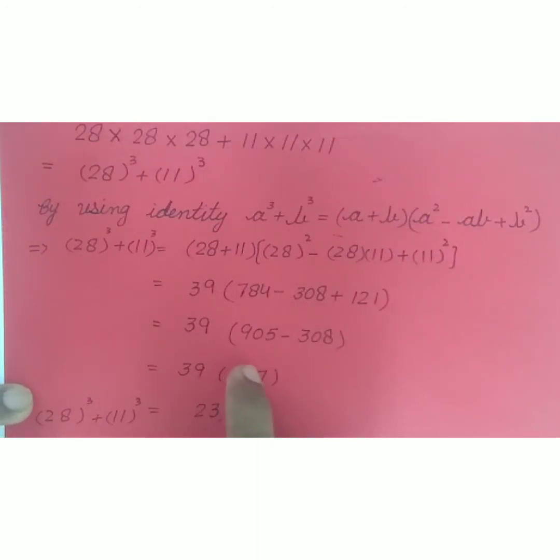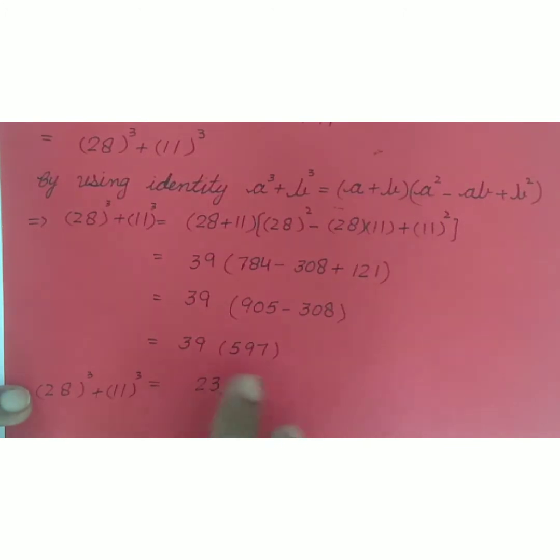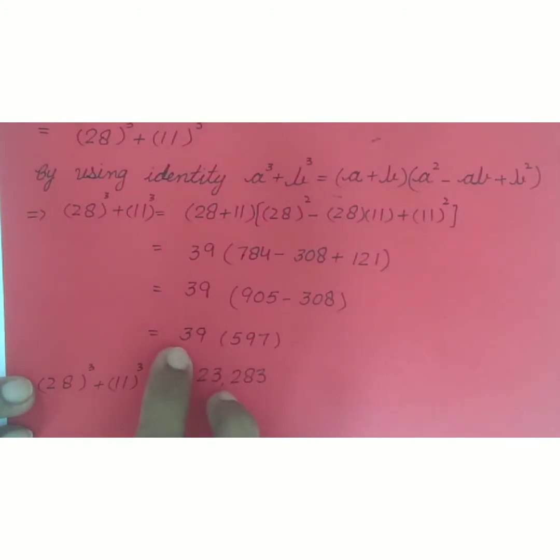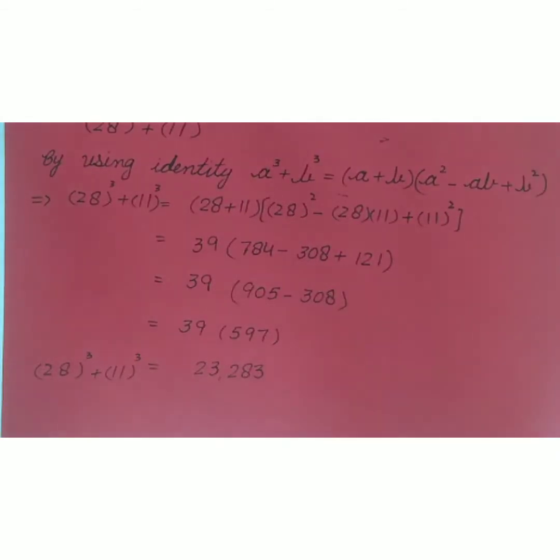Now students, next we have to add. This is a positive value. This is also positive. Add both these values. We get 905. And next we have minus 308 as it is. Students, now subtract these two values. We get 597. Now multiply this by 39 and we get the answer 23,283. Hope so students, you have understood this question.